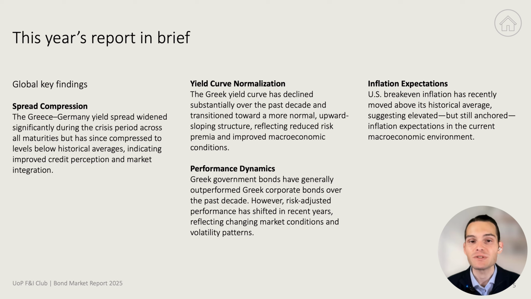Moreover, sovereign spreads between Greece and Germany have compressed significantly over time, indicating improving market confidence and stronger fiscal credibility. Another important finding is that the Greek yield curve gradually normalized and adopted a more conventional upward sloping structure, reflecting lower systemic risk and improving macroeconomic conditions. The report also examines inflation expectations, particularly in the United States, where break-even inflation rates remain elevated but relatively anchored over the long term. Finally, the analysis of fixed income performance suggests that Greek government bonds generally outperformed Greek corporate bonds over the past decade, although risk-adjusted performance varied depending on market volatility and broader market conditions.